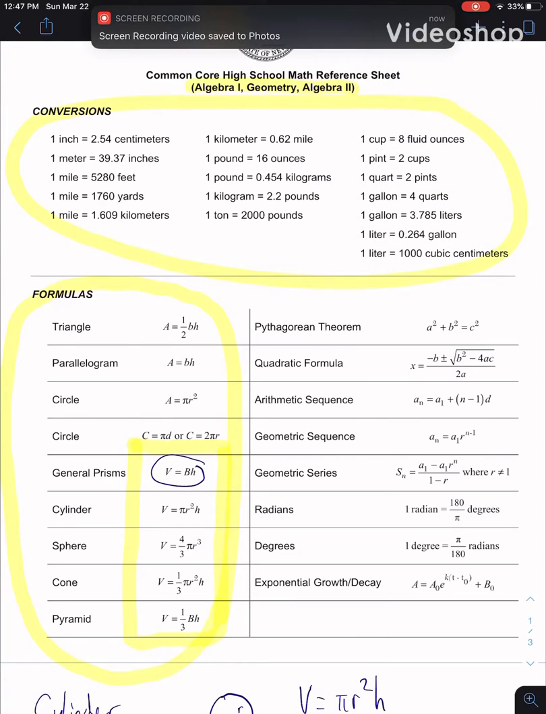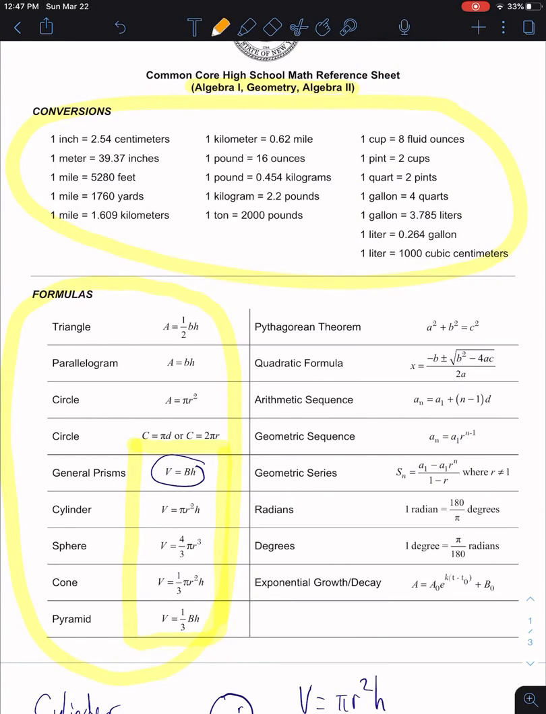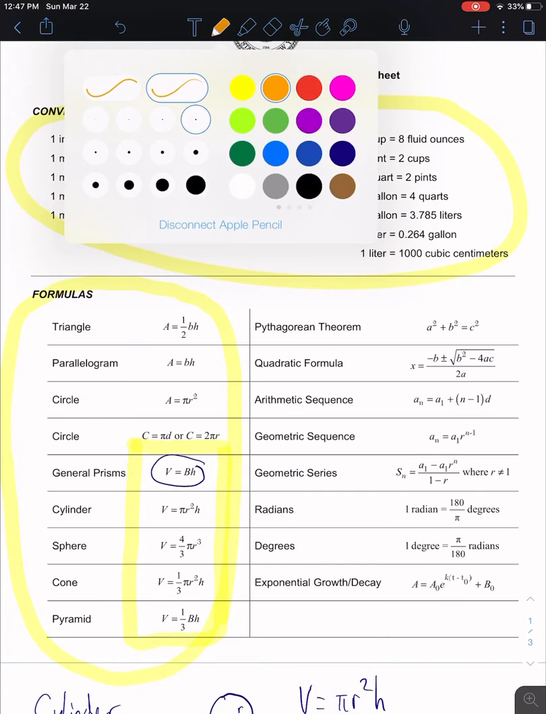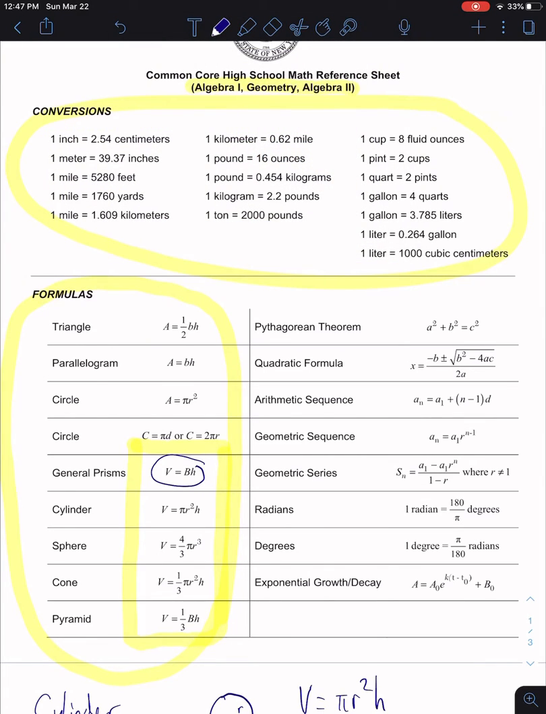All right, welcome to video number 2. We're going to be talking right now about the volume of a triangular prism to start.